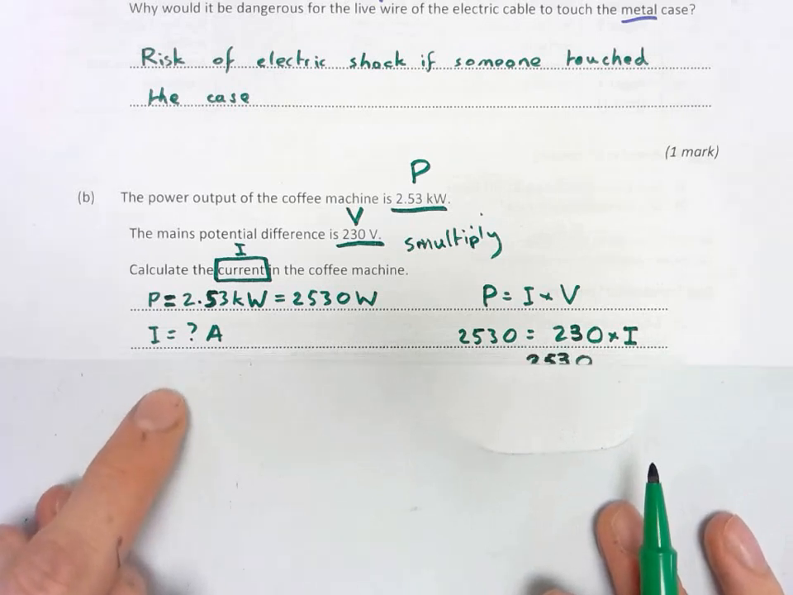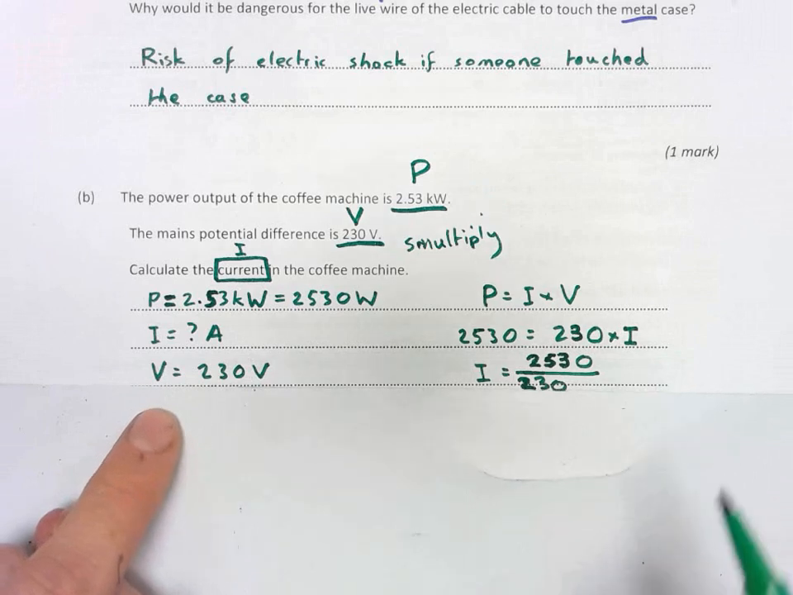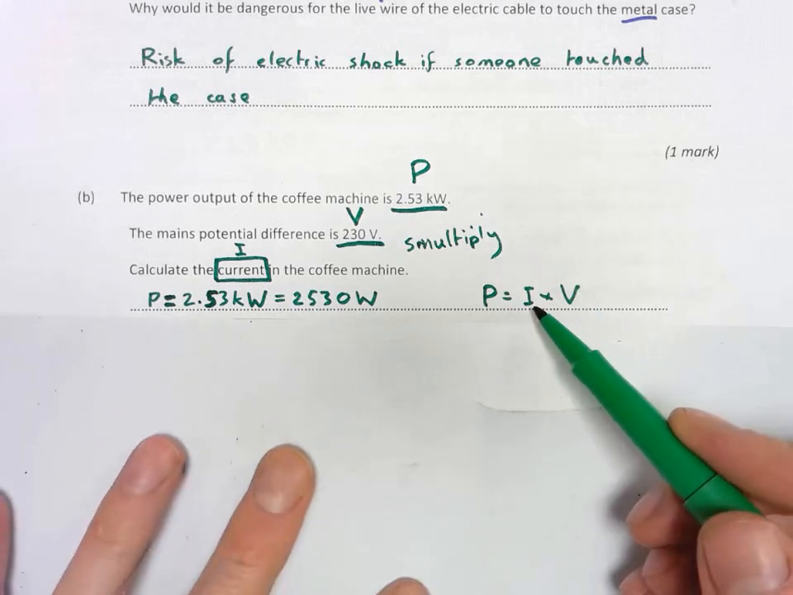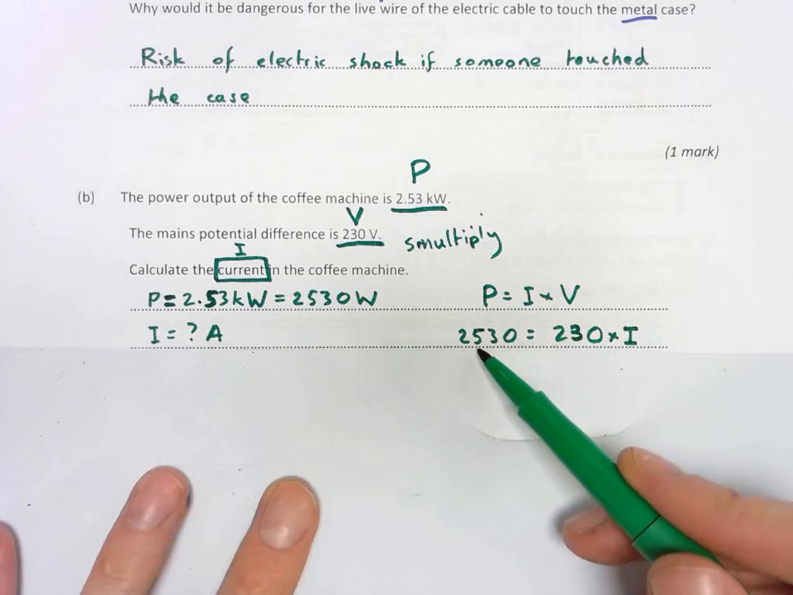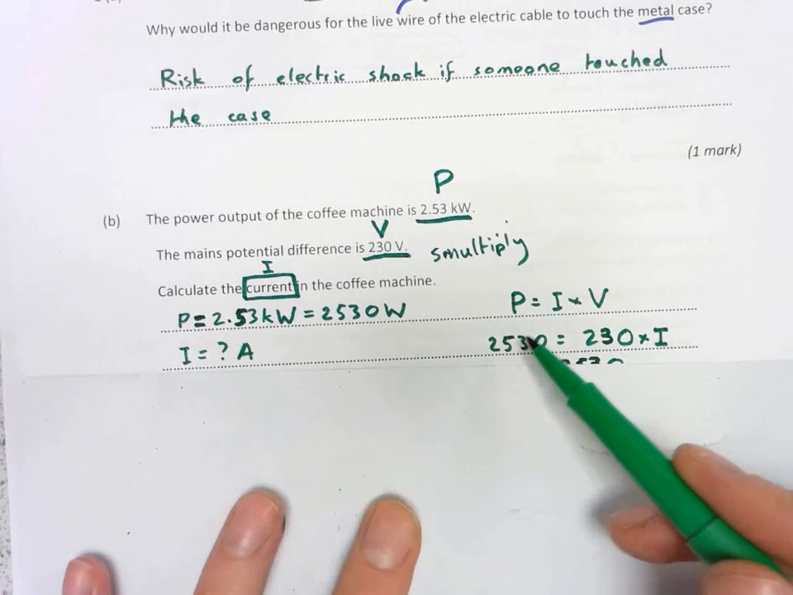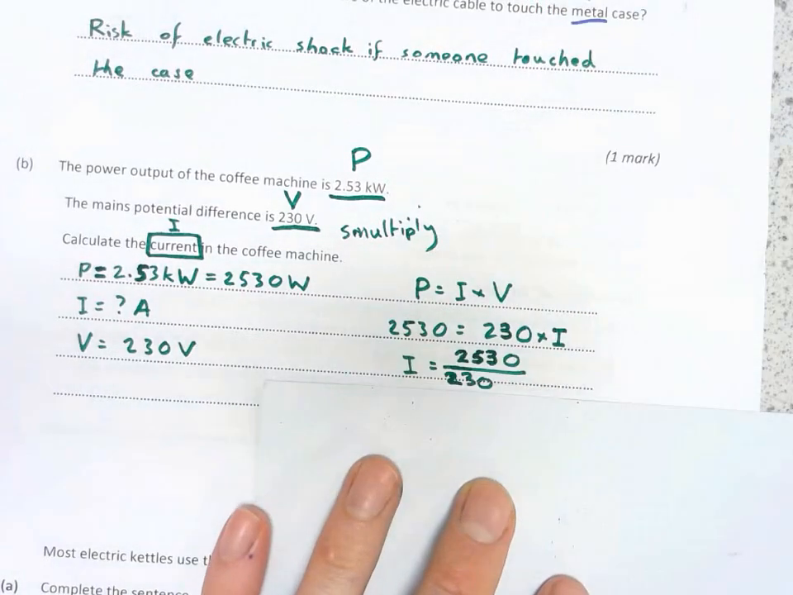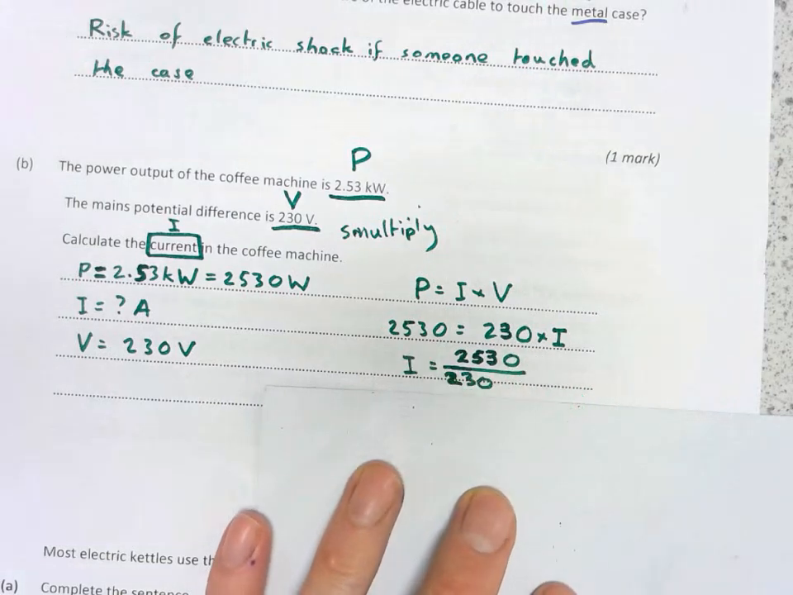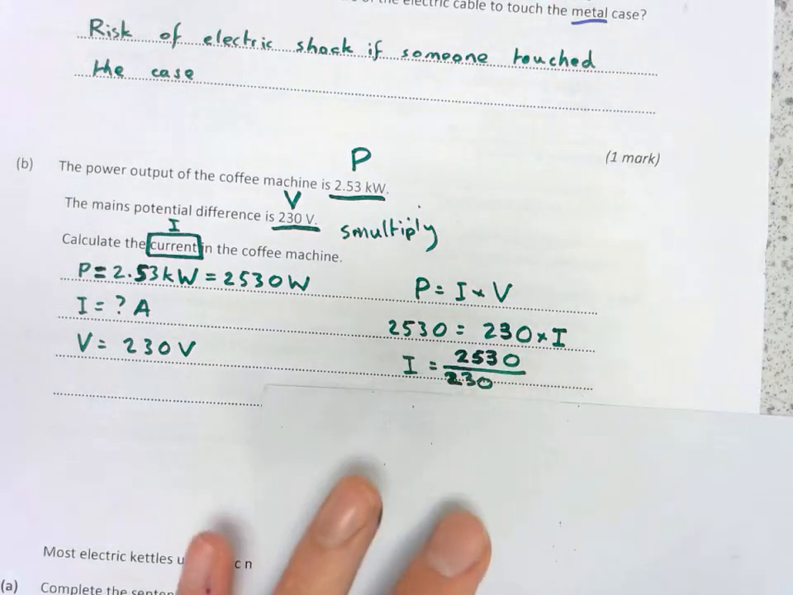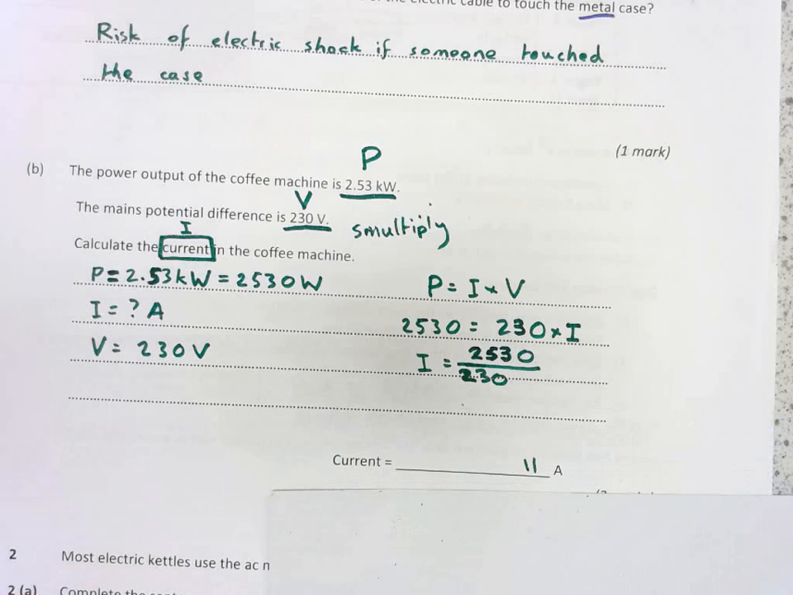Current we don't know, and potential difference 230 volts. Writing that out in your formula then, on the right hand side, P equals I times V means 2,530 is 230 times I. Rearranging that, this is a tricky bit. If you divide both sides by 230, you get that the current is 2,530 divided by 230, and that gives you on your calculators 11 amps.